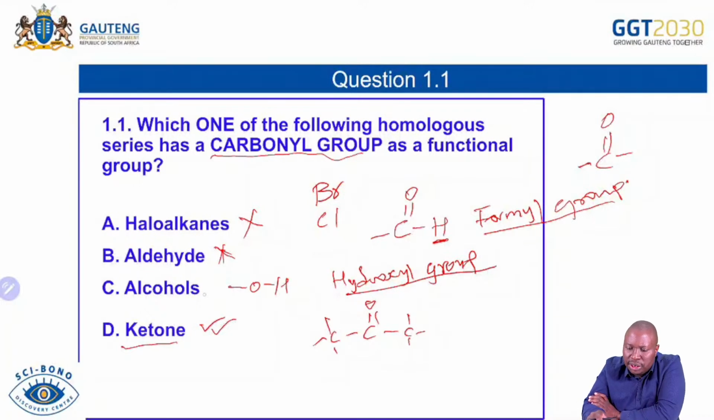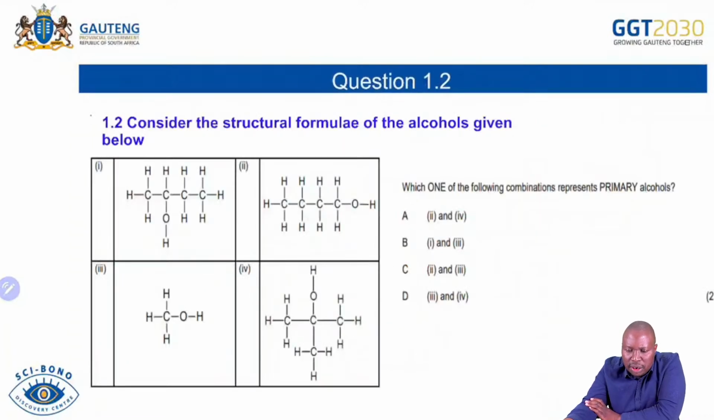So you're able to choose D there as your correct answer. And then as we move forward, we are able now to move to 1.2, in which we're saying consider the structural formula of the alcohols given. So the alcohols that are given in Roman figure 1, we're having an alcohol.